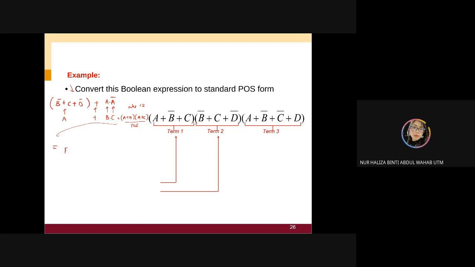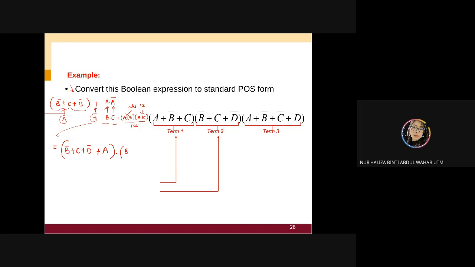Equivalent to B bar plus C plus D bar. Where do I get this value? From my A here. And then I need to add with my B. What is my B value? My B will be A. I solved this part. Now I'm going to do this.